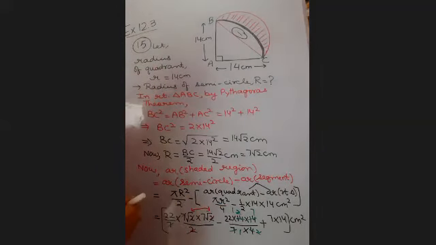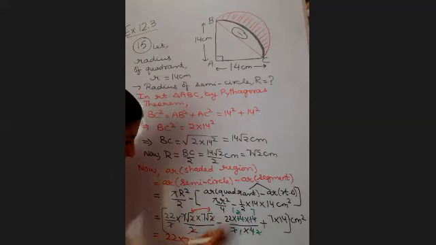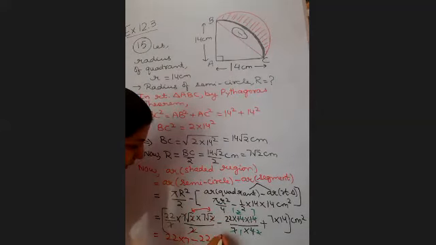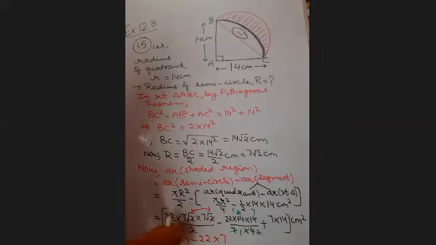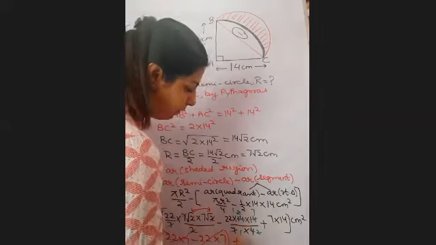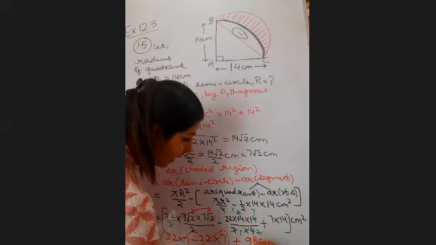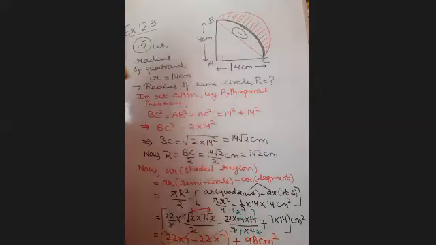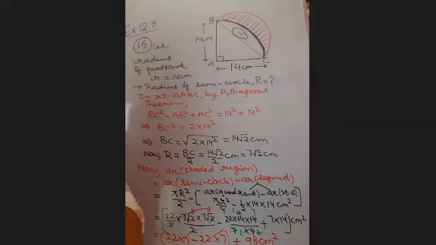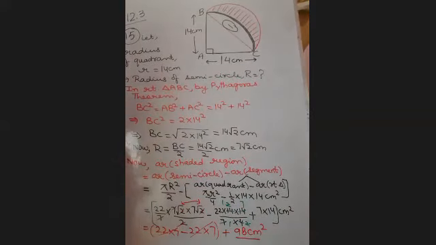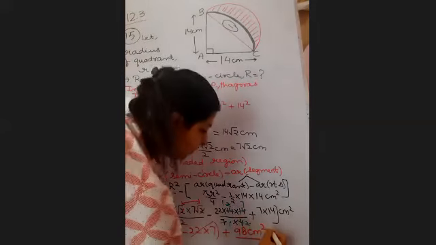Now children, please see. This is coming out to be 22 into 7 minus 22 into 7. So it will cancel straight away. Both are going to be the same. So this will get cancelled. And what are we left with? 7 into 14. What is 14 into 7? 98. So it would be 98 centimeters square.